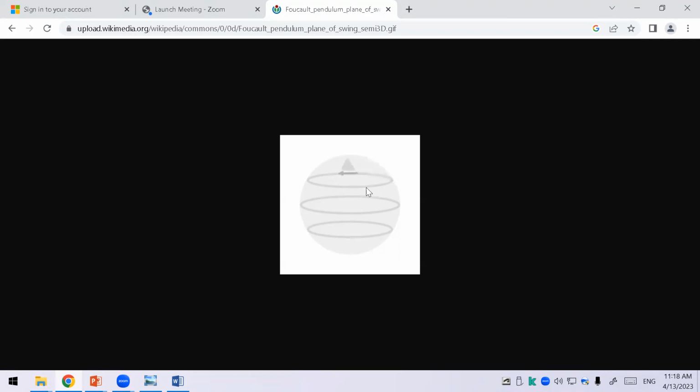So you can see that at this particular latitude, it takes 2 days for the plane of rotation to complete one full revolution. And as I said, if you move it up or move it down, then the rotation period will change.